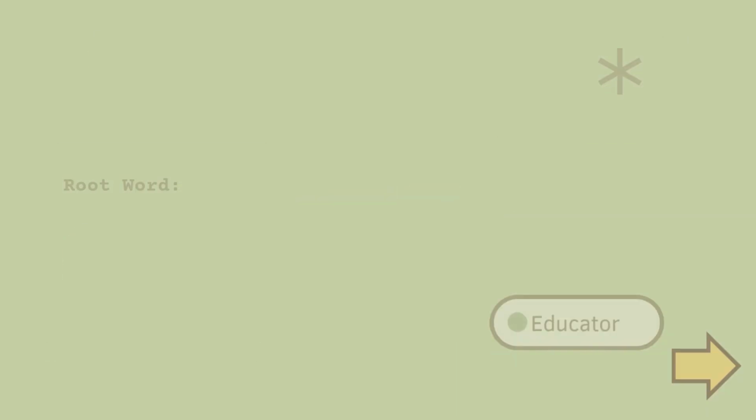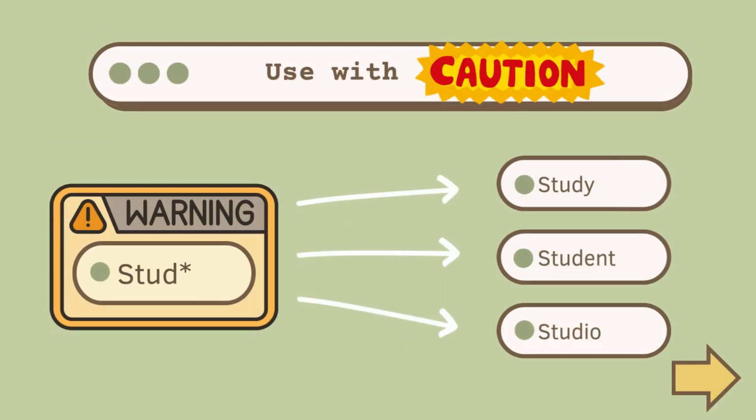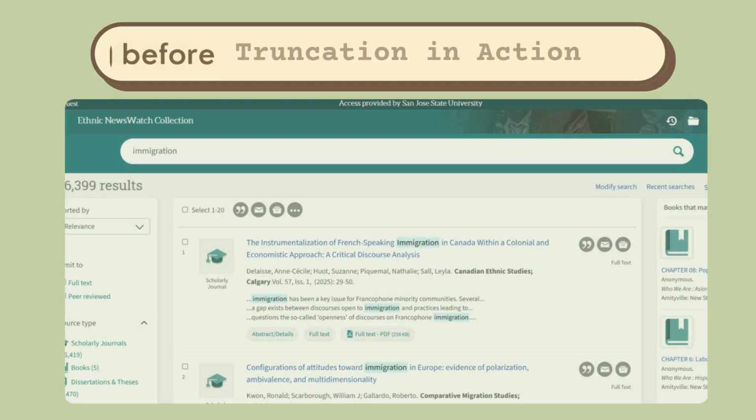But use with caution though. Remember to use truncation carefully. If the root word is too short, you might retrieve unrelated results. For instance, typing stud with an asterisk after will search for other terms. For instance, it'll search study, student, and also studio. The key is to make your root word long enough to capture useful variations and not irrelevant ones. So be mindful of this when using this technique.